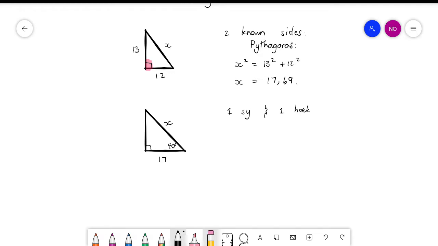This we did when we did trigonometry. Want sien julle, as ek gaan kyk na hierdie 40 grade hoek, dan gaan ek sê ek het sy aangrensend en ek soek die skynsy. Which of my functions works with the adjacent and the hypotenuse? Cos, né? So dan gaan ek sê cos van 40 grade is gelyk aan aangrensend op skyns.